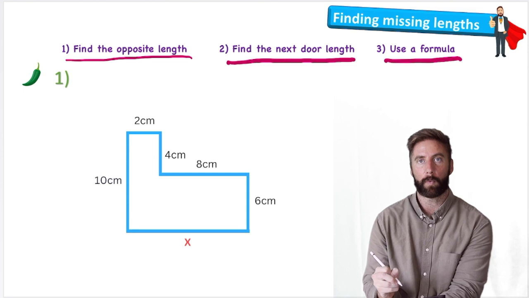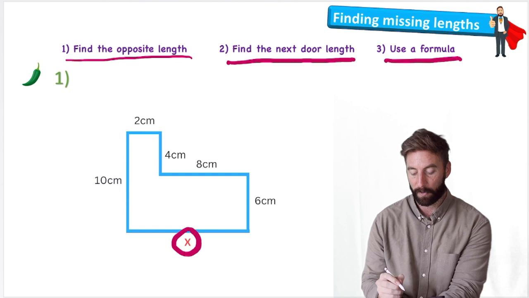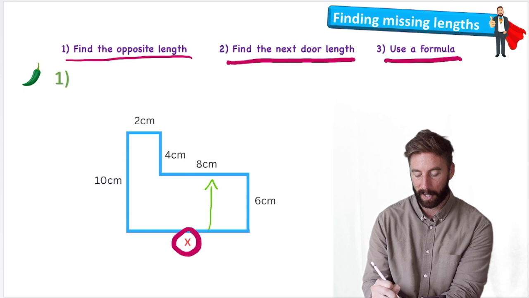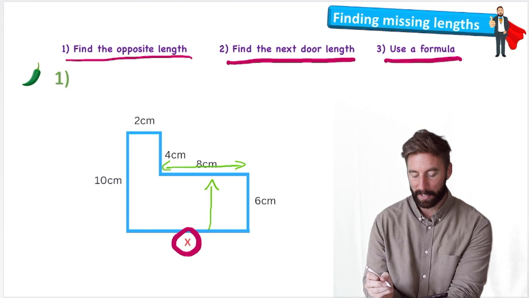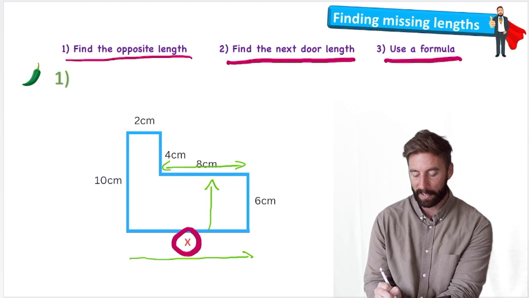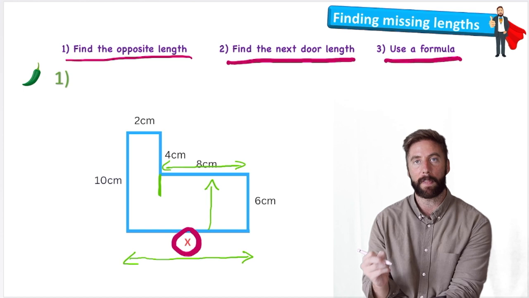Well, you can see here in this example, we have this missing length, x. And now my first step told me that to find x, I need to look opposite. So I'm just going to look opposite until I can find another length. And I can see this length here of 8 centimeters. But in this case, that's not the full length of what I need. I need this full length at the bottom. So my 8 centimeters gets me up to here, but then I need some more.